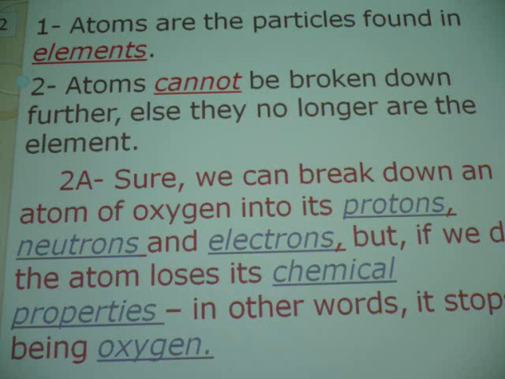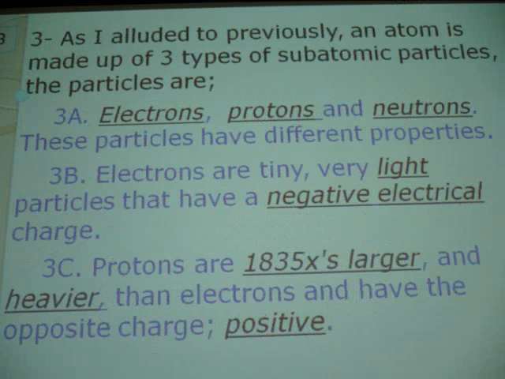So atoms are the components of elements. You can't go smaller than an element. Well, you can go, but you lose the element. So that's the smallest thing you have. The next slide is about these particles that make up an atom. Subatomic because they are smaller than the atom. Sub can mean under, like a submarine under the ocean. Sub can also mean smaller. In this case, it means smaller.